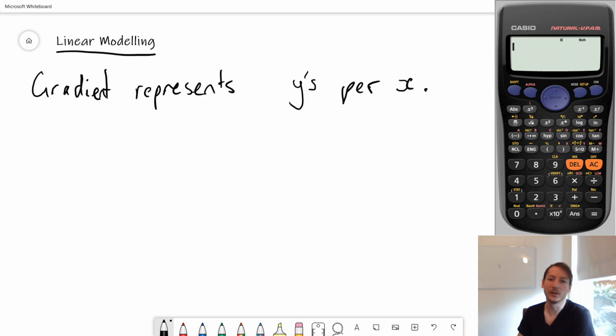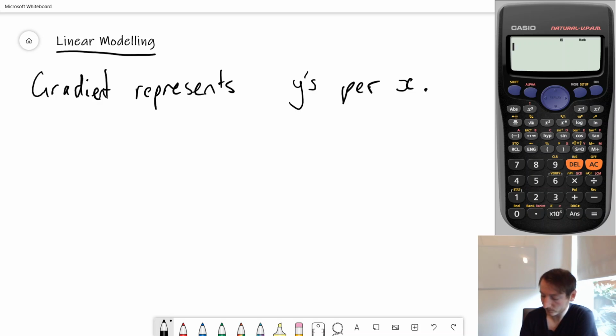And that's going to get you a rate or ratio of some kind, and they're often going to ask you a question when really what they're asking is the gradient, but it's going to be disguised as a y per x or dollars per person, something like that, maybe kilometers per time. And really what it's asking is the gradient. So if you can remember this, gradient represents y's per x, then you're going to do all right.